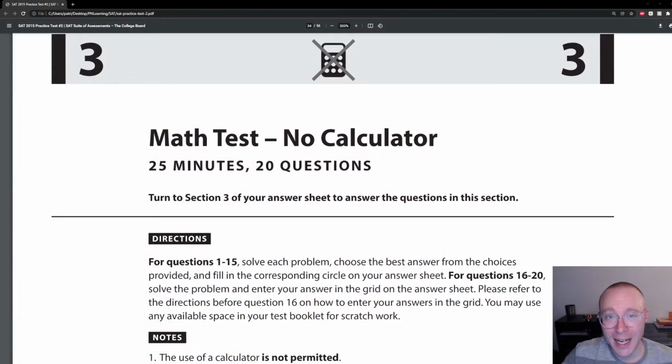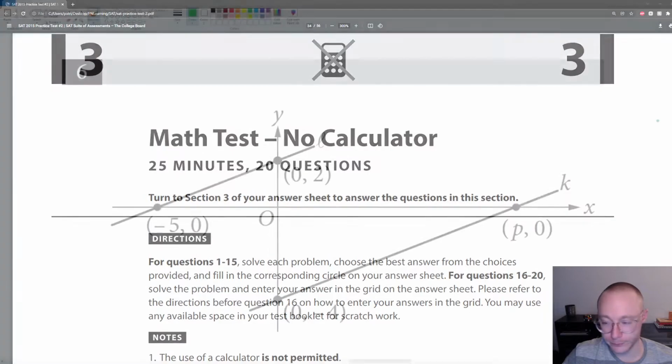We're going to be going through all of the questions on this test, which is no longer available online at the College Board's website. So I dug it up, and we're going to be looking at a question from part 3 today. Part 3 is the no calculator section, so just put your calculators away for a minute and let's give this one a shot.